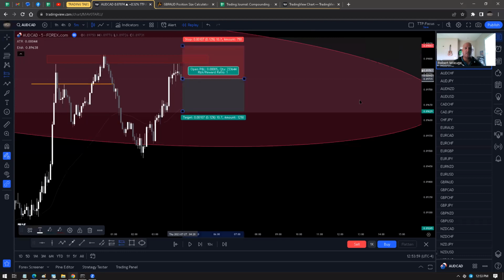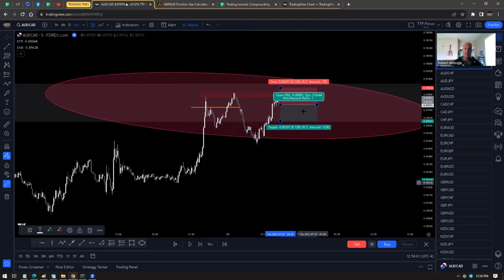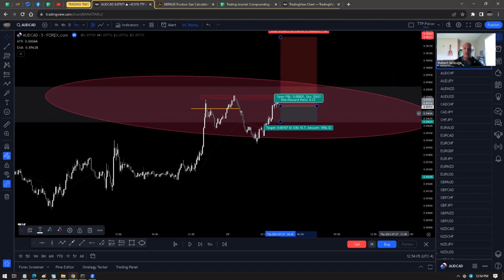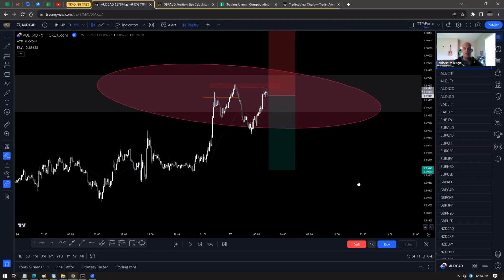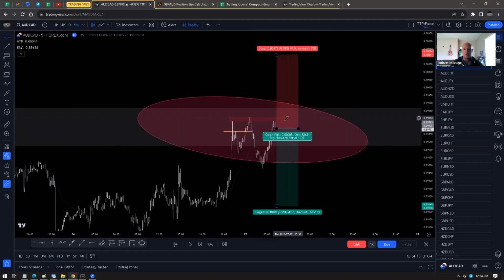Taking a sell here. Once again, I like to have my stops a pretty good distance away. That way it's more manageable if this decides to go against me. And with it being a 1-to-1, yeah, I should be good to go. So there's that. Let's see how this plays out.